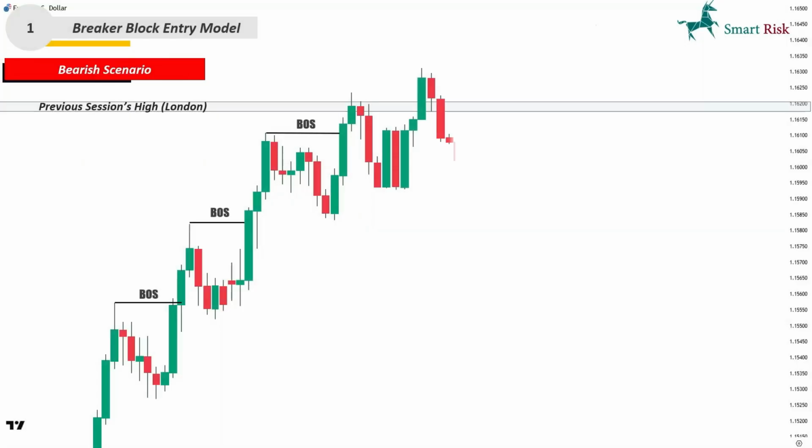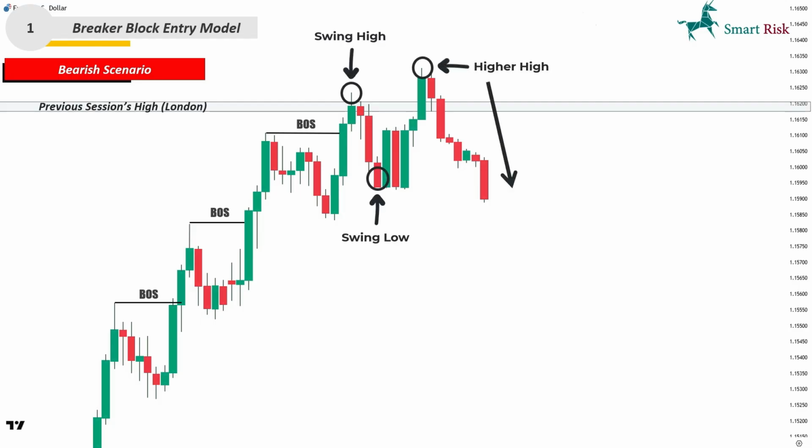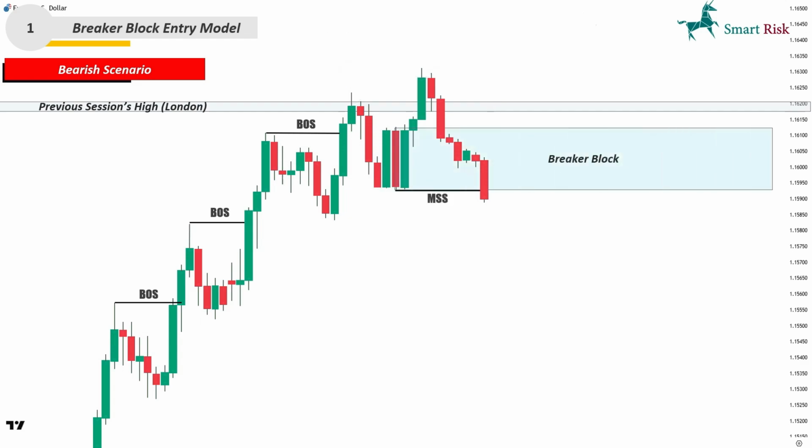A bearish breaker block is the exact opposite. Price must first create a swing high, then a swing low, followed by a higher high. After that, we need to see a strong, bearish displacement move that breaks structure and closes below the swing low, confirming the market structure shift. In this case, the bearish breaker block zone will be the down-close candle, or series of down-close candles, formed between the first swing high and the swing low.